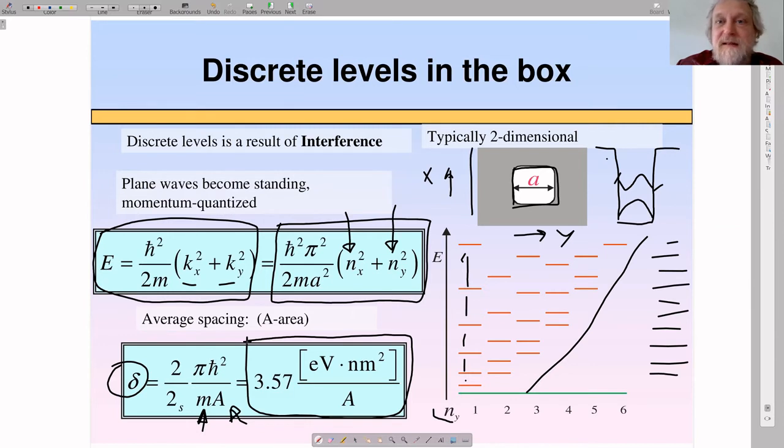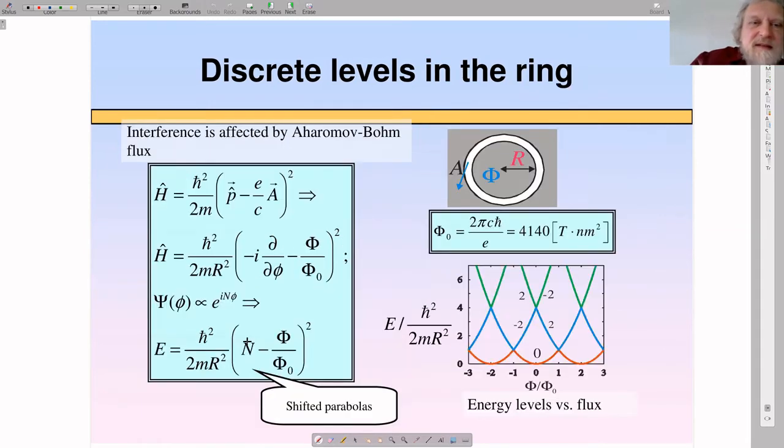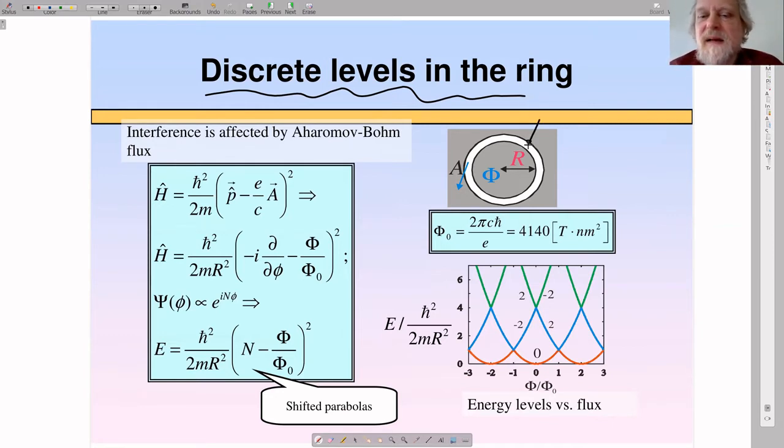Let me consider another simplistic model, which will have some interesting parameter to play with. Let me consider discrete levels in the ring. So whatever the method, now I make this area of low potential in a ring shape. So electrons can only propagate in a narrow channel over here. And in fact, they're one dimensional. So to compute the levels in the dot, I can consider a one dimensional problem.